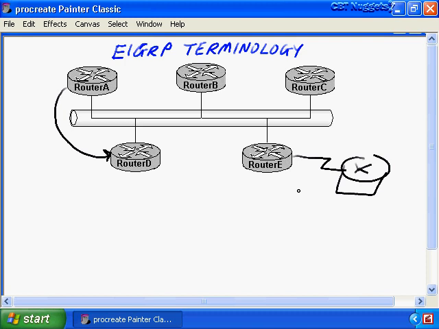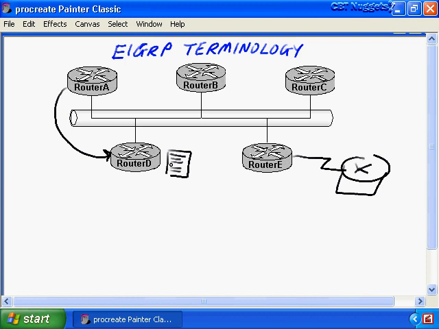Now each EIGRP router is going to store a list of these adjacency relationships in what's called a neighbor table. Now also realize that a router is going to have a neighbor table for each supported routable protocol. What I mean by that is this: if we're running IPX, SPX, and IP, and AppleTalk, each one of these routers is going to have an individual neighbor table for each one of those routable protocols. So it'll have a neighbor table and it'll have a routing table for each one of those protocols.